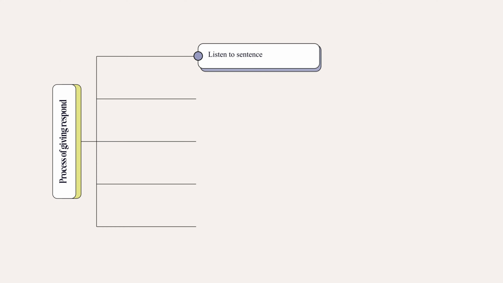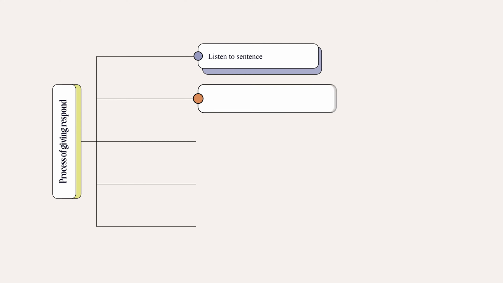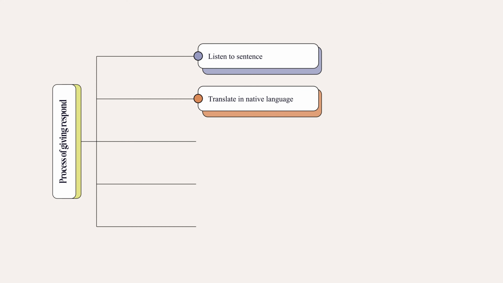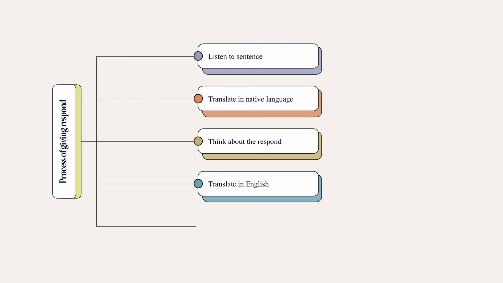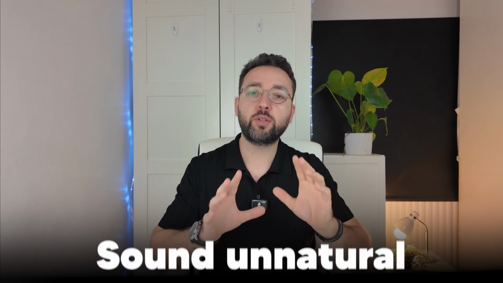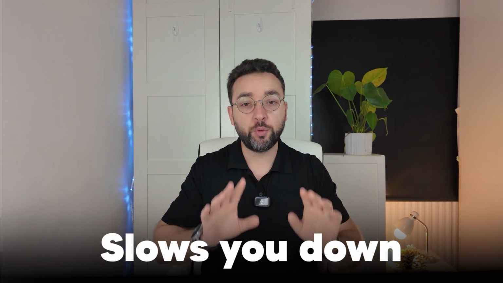When we translate in our head, what do we do? We listen to the sentence, and after that we translate it into our native language. After we think about what we will say, we translate again into English, and then we give the response. You see how many processes are taken in our head to give a response in a natural conversation. But what does that make you? It makes you sound unnatural and it slows you down.